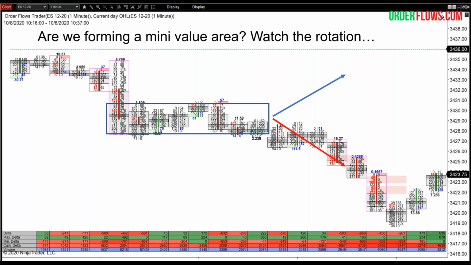Now some people will say, well, I don't need to know where value is. We're just going sideways. Well, yeah, okay. But what are you going to do? You're going to bracket the market, put a buy stop and sell stop, etc. And by the time the market moves away, you're down here, right? You're already well below this.